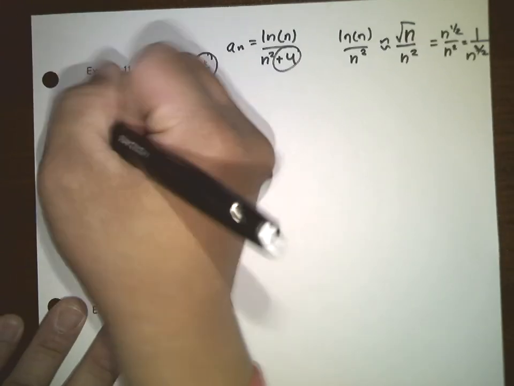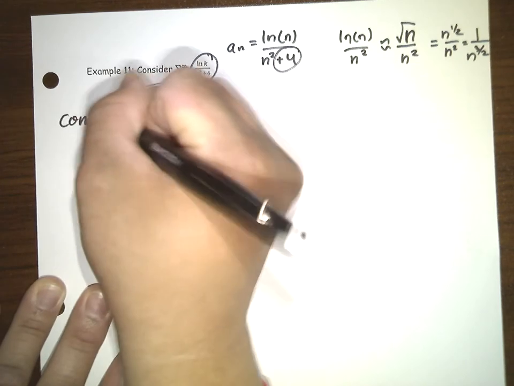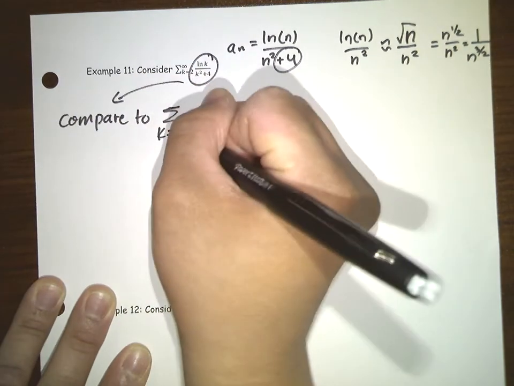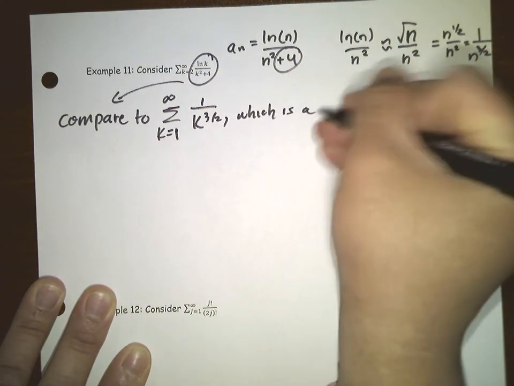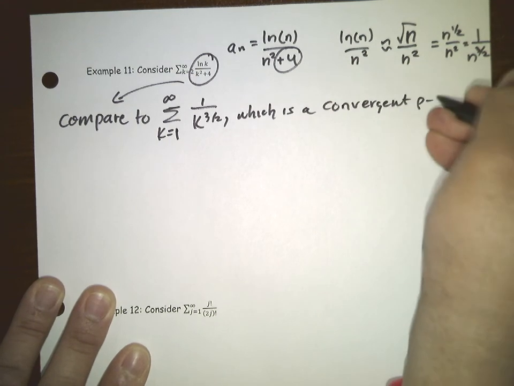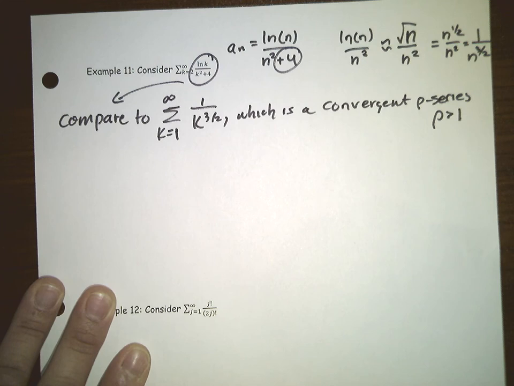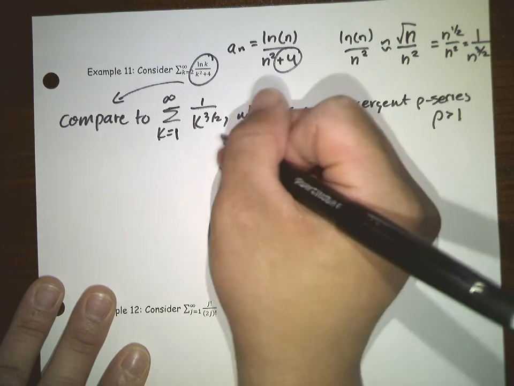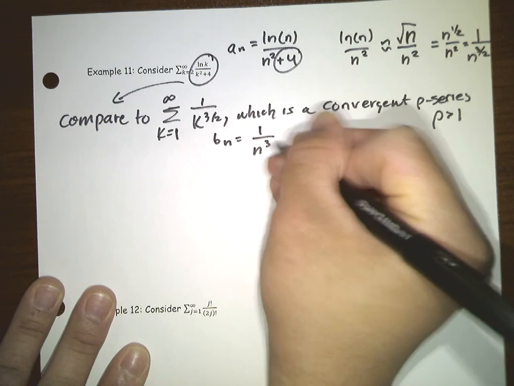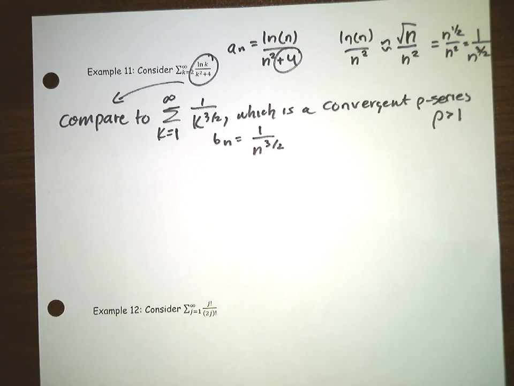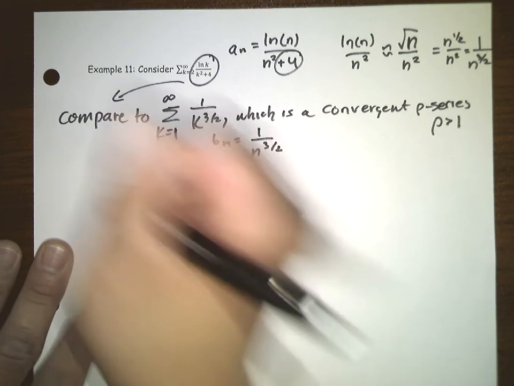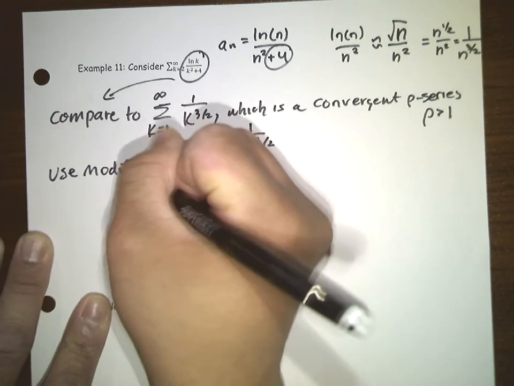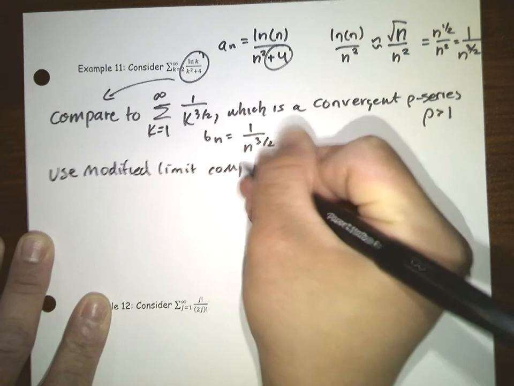All right, so now I'm going to compare this series to the series k equals 1 to infinity of 1 over k to the 3/2, which is a convergent p-series since the p is greater than 1. So then I'm going to let the b_n be 1 over n to the 3/2, and I am going to use, in this case, the modified limit comparison test. I'm just telling you that up front. So use the modified limit comparison test.